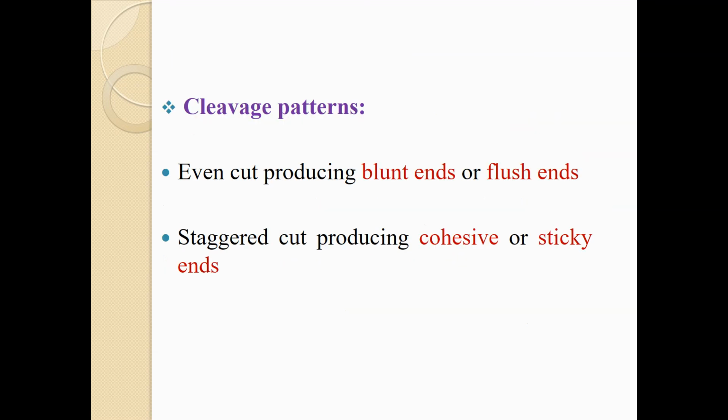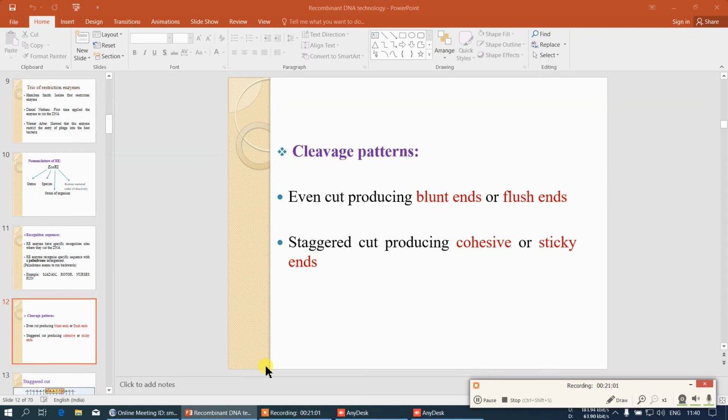Now the cleavage patterns. Two types of cuts may be produced by restriction endonuclease enzymes. One is the even cut. Even means they produce the cut at the same site in both strands of the double stranded DNA, and it is known as an even cut, which produces blunt ends or flush ends. These cannot be joined directly with another type of DNA strand or DNA fragments. Another is the staggered cut, which produces cohesive or sticky ends.